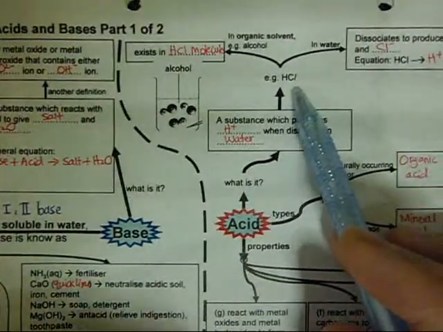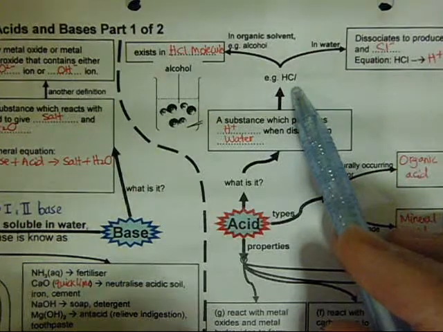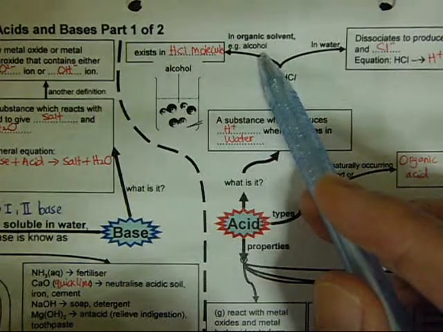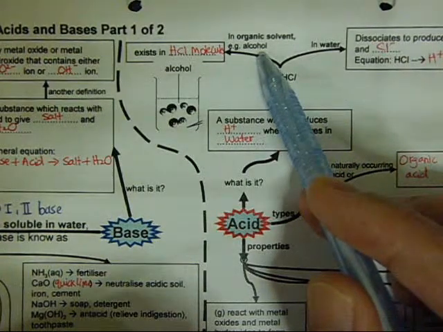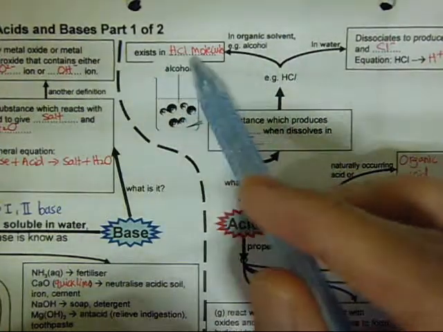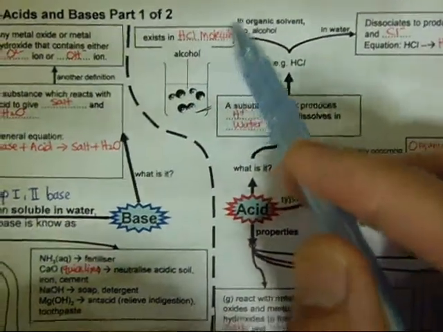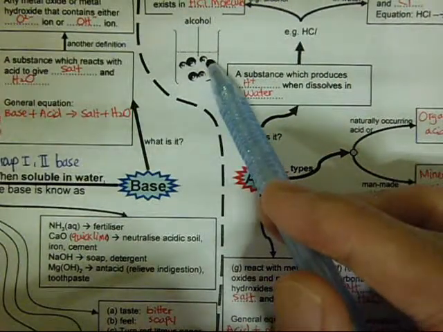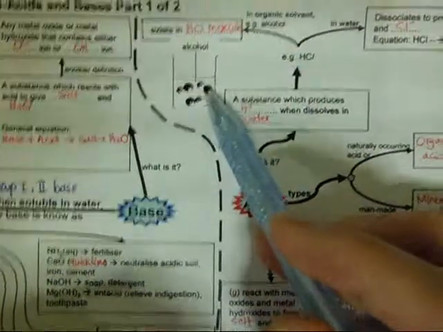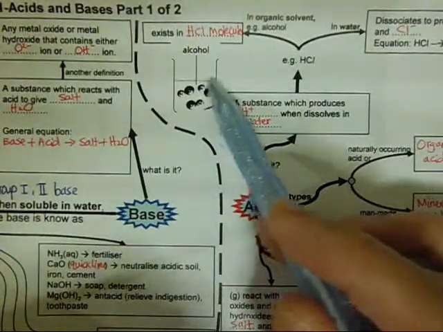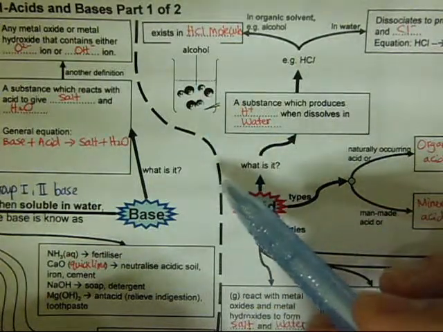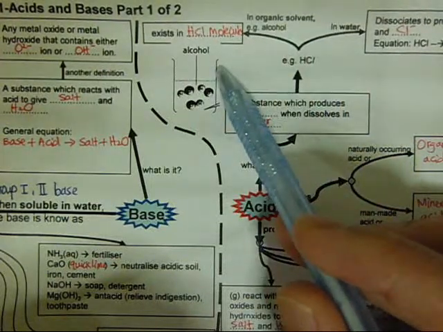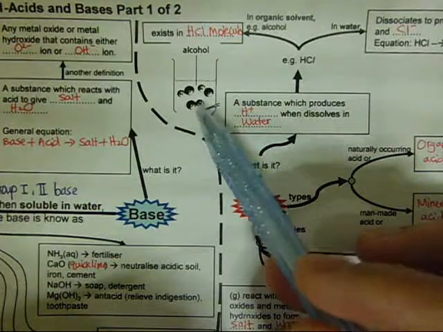This HCl actually is hydrogen chloride. It is a gas. Now when this gas is dissolved in organic solvent like alcohol, this HCl exists as HCl molecules like this. Even in gaseous form, it is in molecule form. When it is dissolved in alcohol, it will still remain in molecule form, H and Cl combined together. So in organic solvent, the acid will not produce hydrogen ion.